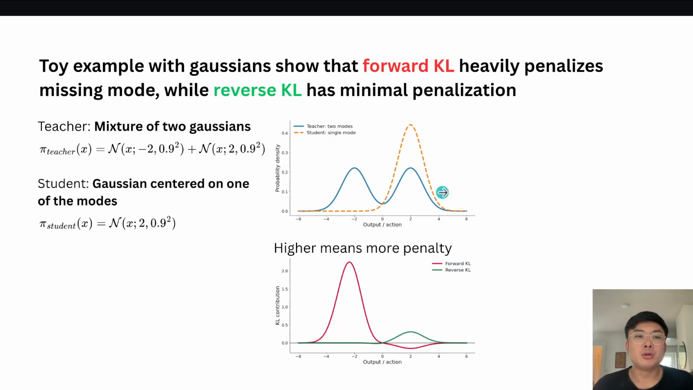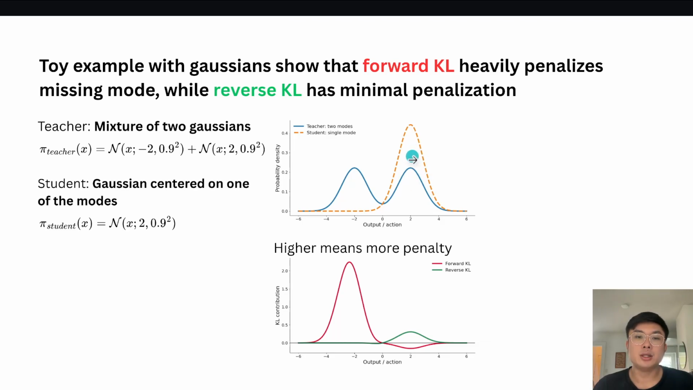For the toy example, we use a mixture of two Gaussians for the teacher. Here you see that there are two modes. And for the student, we use a Gaussian centered on one of the modes. This is the student model. Then we plot the exact KL loss penalty term for both the forward and the reverse KL case. For the forward KL case, you see that when the student missed out one of the teacher modes, it assigned a very high penalty score. However, for the reverse KL case, we see that the KL penalty term is extremely low for the teacher mode that it missed out.